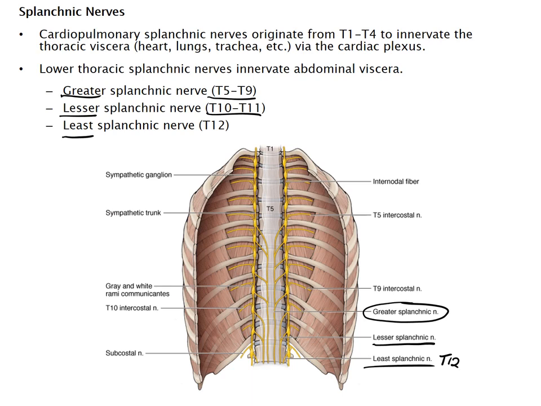I'll mention this now, but we'll come back to it in a moment. There are also something called cardiopulmonary splanchnic nerves, which originate from T1 through T4, and they're going to be responsible for innervating the thoracic viscera, specifically the lungs and the heart, via the cardiac plexus. We'll see a better example of these nerves in just a moment. For now, let's continue on with the story of these three splanchnic nerves, the greater, the lesser, and the least.